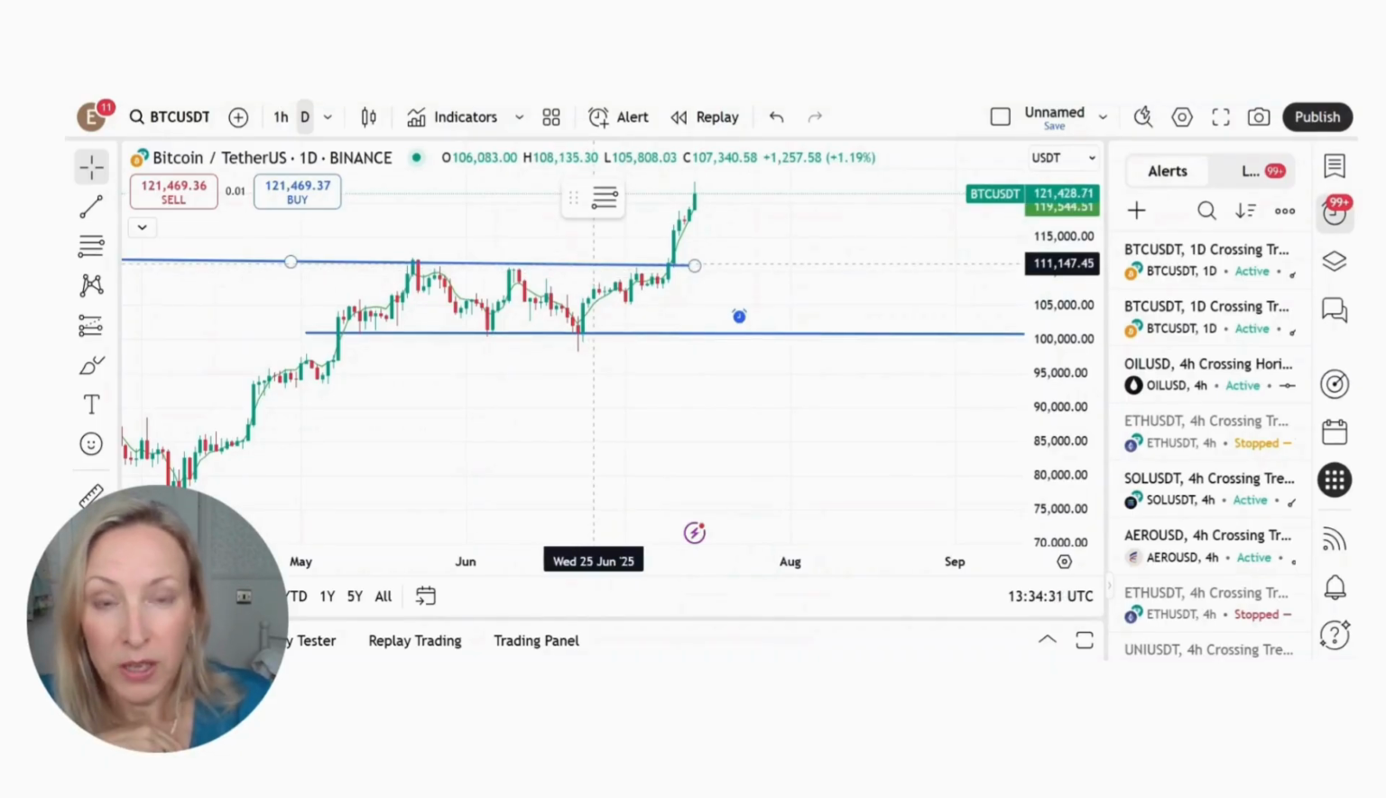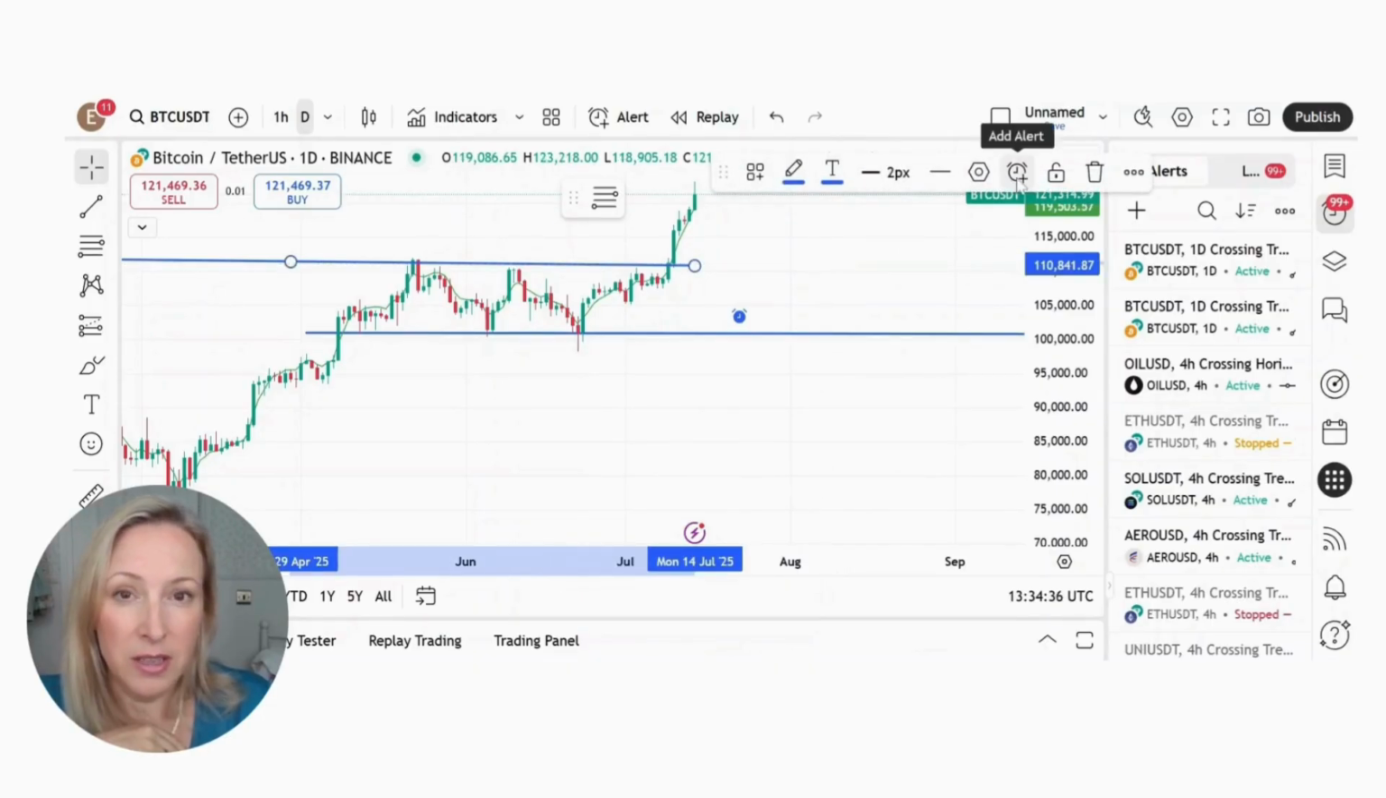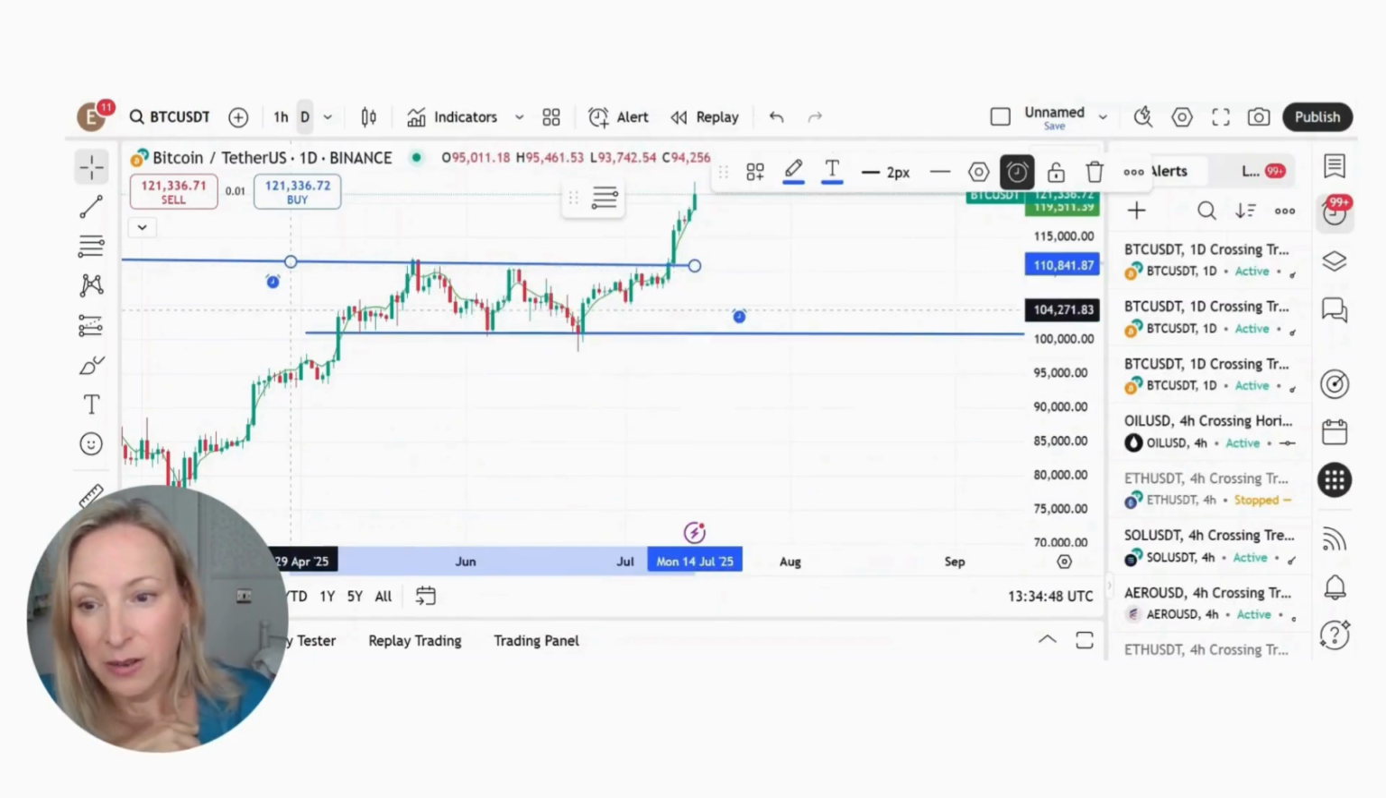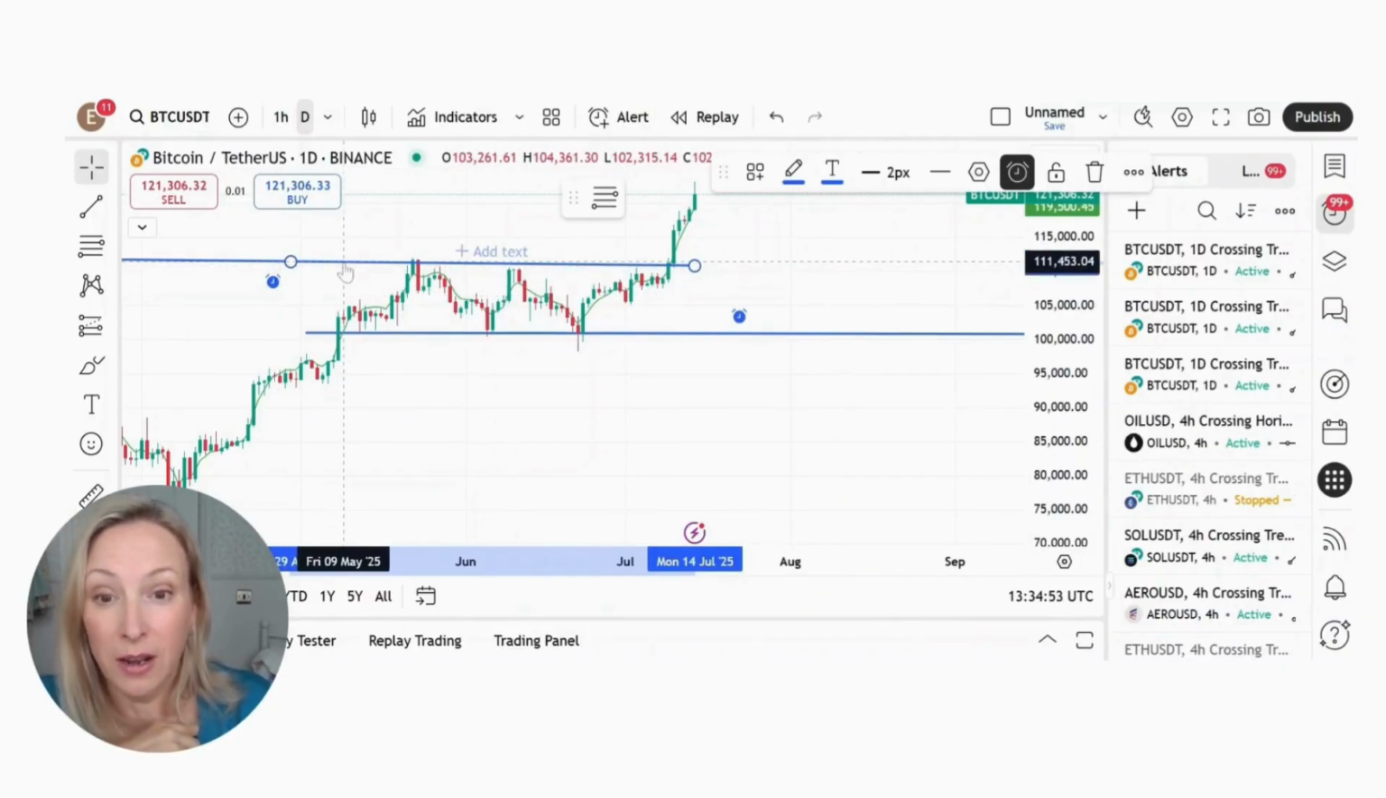Now, this line that I've drawn, what we can do, which is a really helpful function, is if you click on it, if you come over here, this little sign here, you can click and add an alert. So I'm going to put an alert on once per minute, and this is now set. Can you see this little alarm clock here? That's that alert is set. So when it goes over that line, when it breaks through the resistance, I'll get notified automatically.